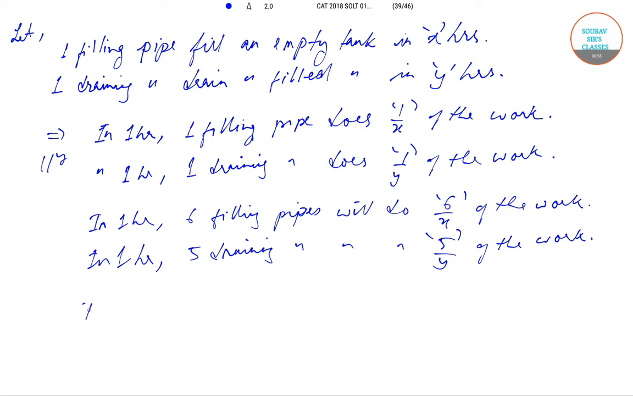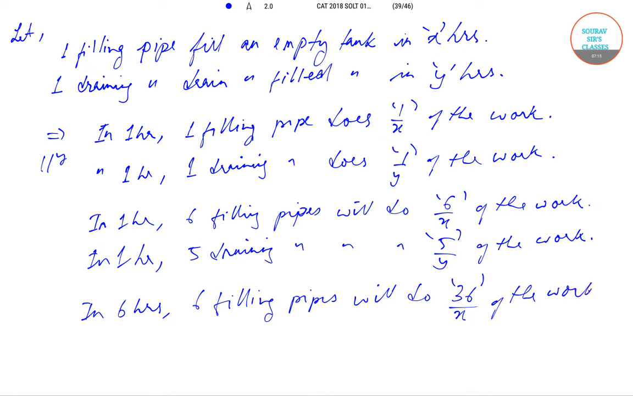So therefore we can say that in 6 hours 6 filling pipes will do 6 into 6, 36, so 36 by X of the work, and in 6 hours 5 draining pipes will do 6 into 5, which will be 30 by Y of the work.